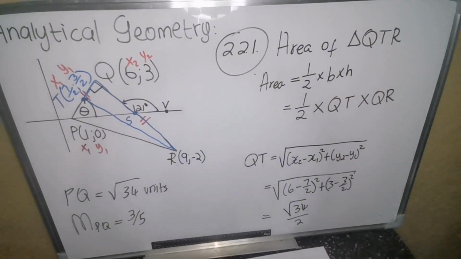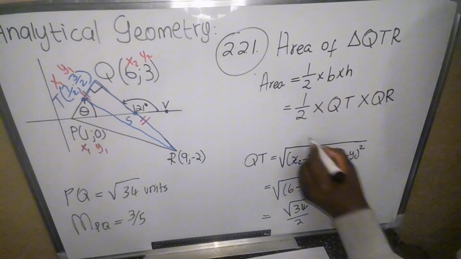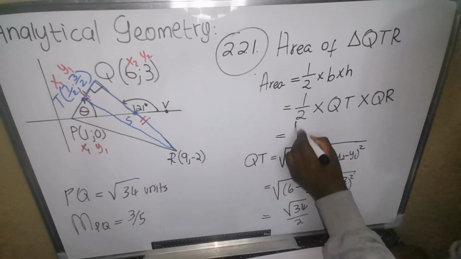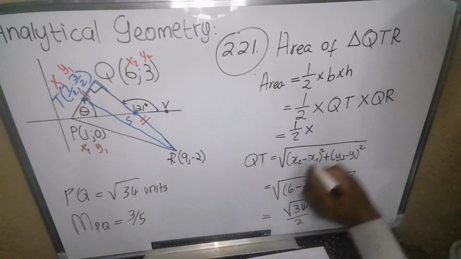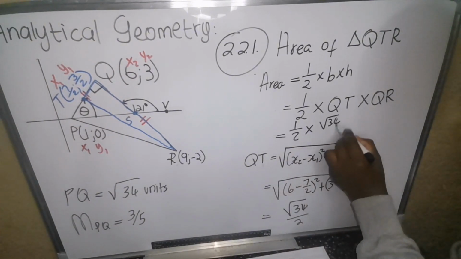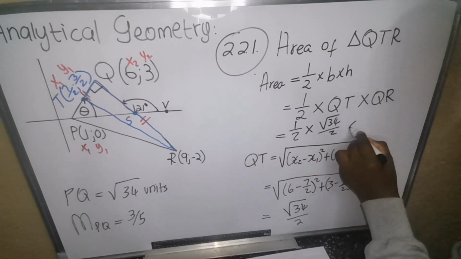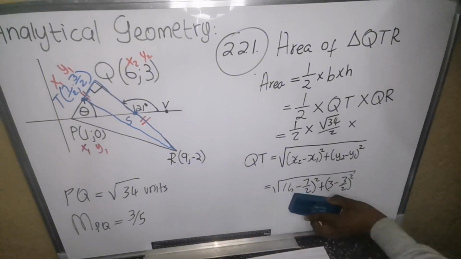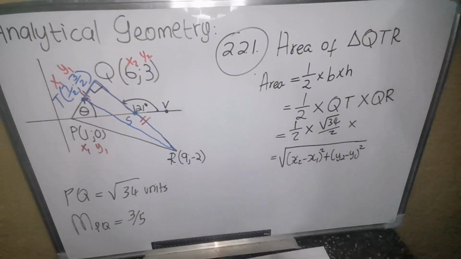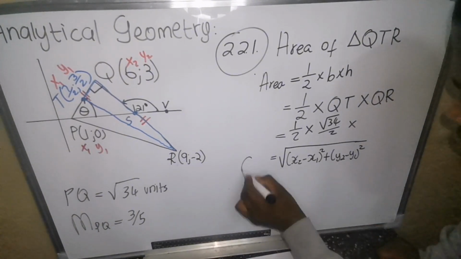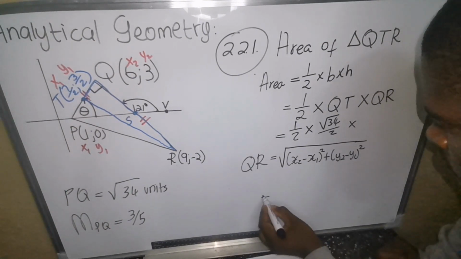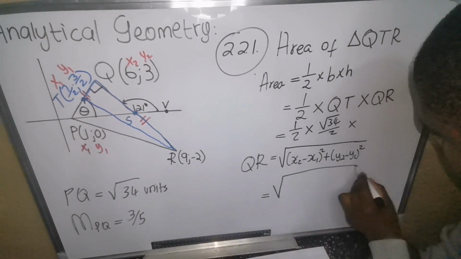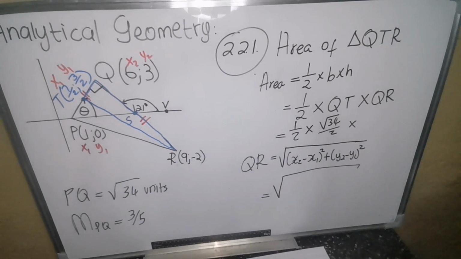Okay. So now I'm going to write it here. QT, half multiplied by the square root of 34 divided by 2, multiplied by, we're just going to find the length of QR. What is the length of QR?